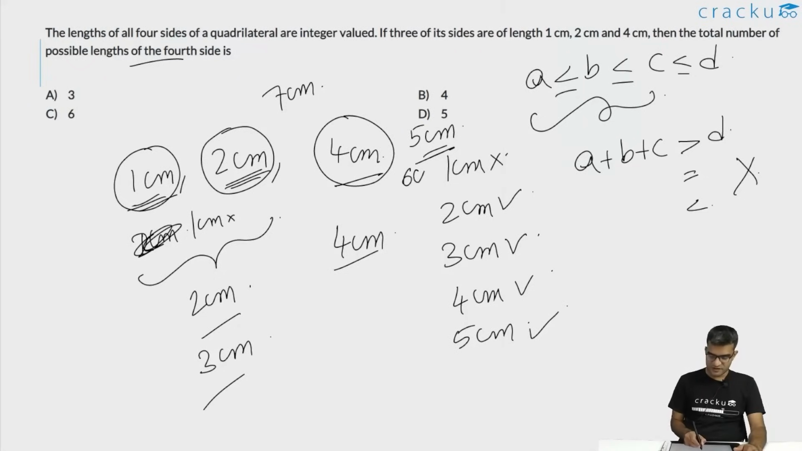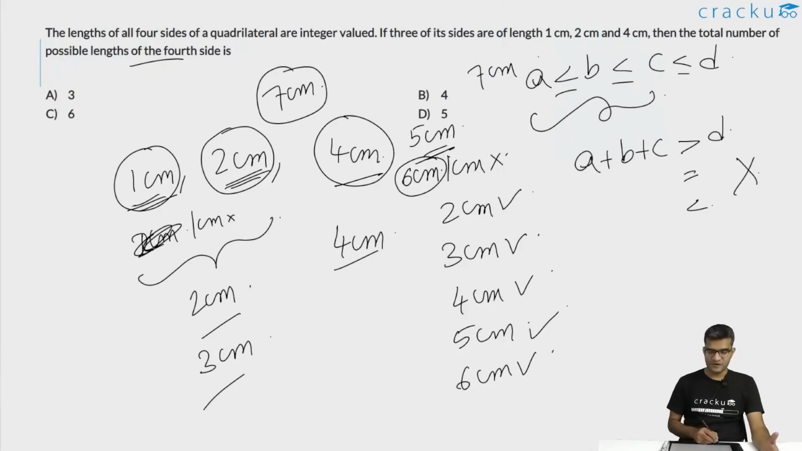Similarly, the unknown side can even be 6 centimeters because the sum of the 3 smallest sides will remain 7 centimeters, so 6 centimeters will also be allowed. But the fourth side cannot be 7 centimeters or more, because the sum of the 3 smallest sides in this particular case will remain 7 centimeters. So the fourth side cannot be 7 centimeters because then the sum of the 3 smallest sides would be either equal to or less than the fourth side.